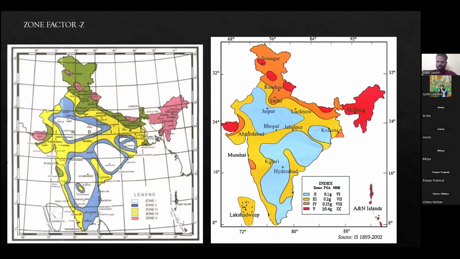And if you see the two islands, Lakshadweep and Andaman, they are in two different zones. Lakshadweep is in zone 3, whereas Andaman is in zone 5. That is because Andaman and Nicobar Islands are actually mountainous islands and they even have volcanic activity. So they are considered to really be prone to earthquake. Whereas Lakshadweep is coral islands.